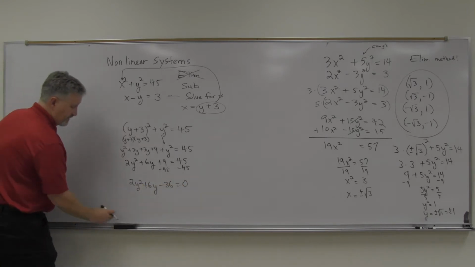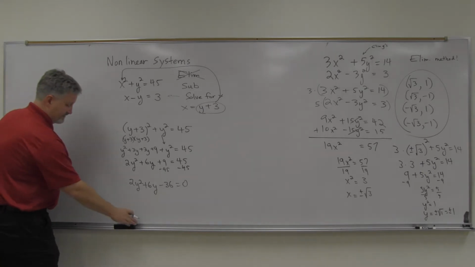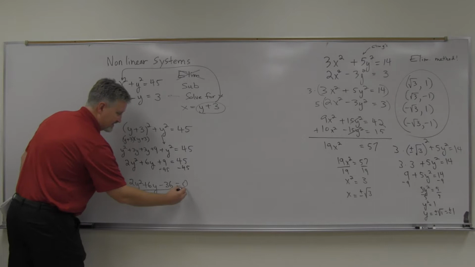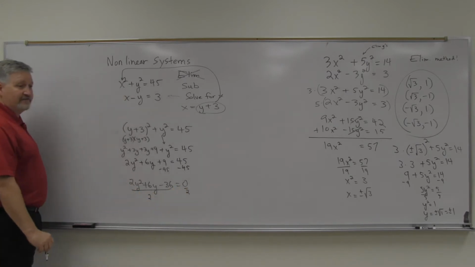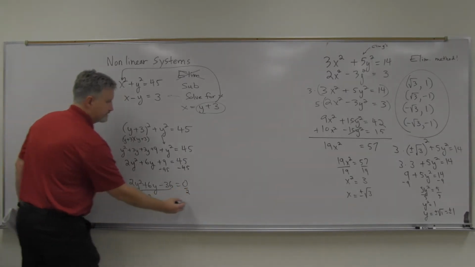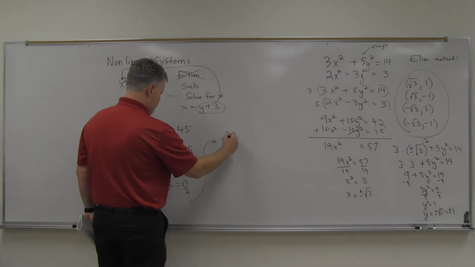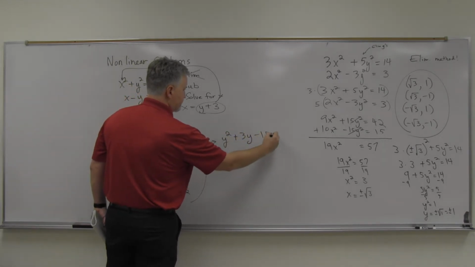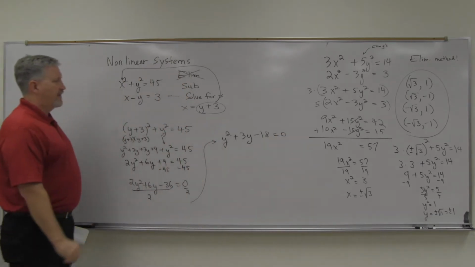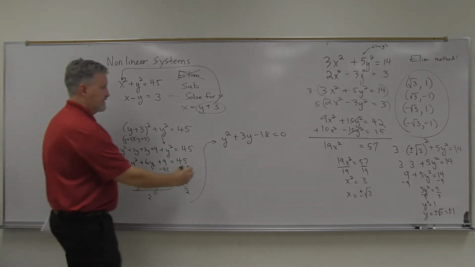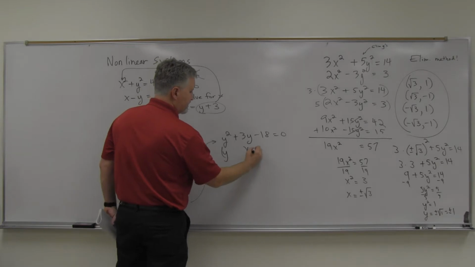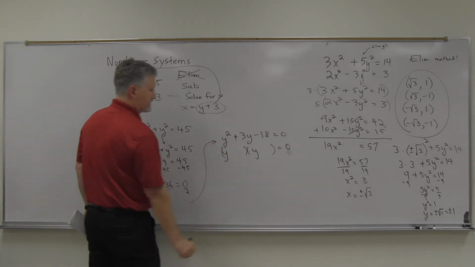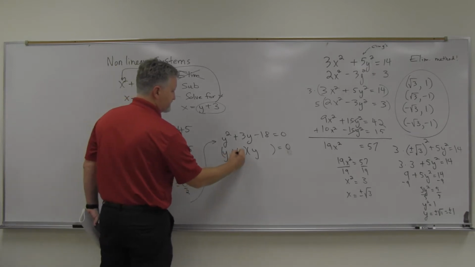And it's happened a couple of times. I don't know how often it'll happen on homework or anything, but you can see it. Divide off that 2 there. Makes it a little easier. That's y squared plus 3y minus 18 equals 0. Yeah, that factors. Y plus 6 and y minus 3.